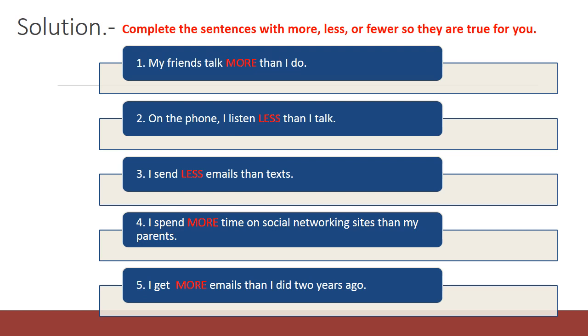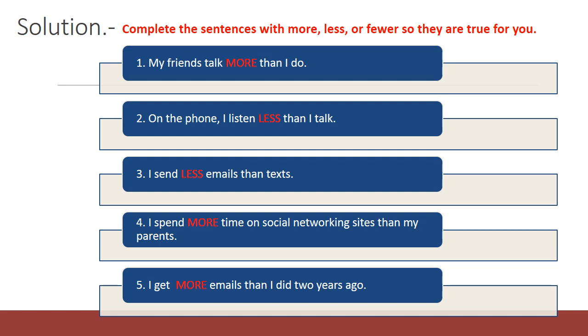Okay, so these sentences are true for me. My friends talk more than I do. I am a little bit shy, I think. On the phone, I listen less than I talk. So as I don't like talking, I prefer listening. Sentence number 3. I send fewer emails than text. That's because we can text using our cell phone, so we have our cell phone with us all the time.